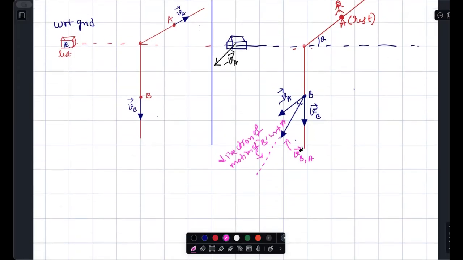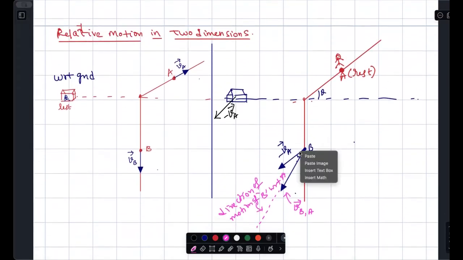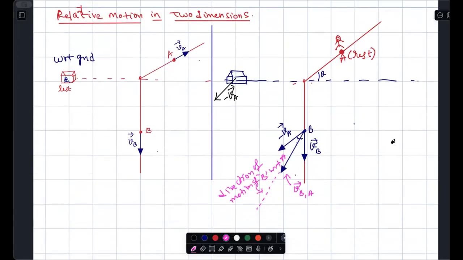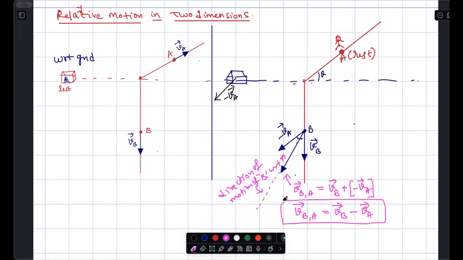So see the difference. On the left hand side, we see B is going straight downwards, whereas with respect to A, B is moving in a different direction. And this is defined as the vector sum of these two, VB bar plus minus VA bar. Finally, velocity of B with respect to A is defined as VB bar minus VA bar. This is how you define relative velocity in 2 dimensions.